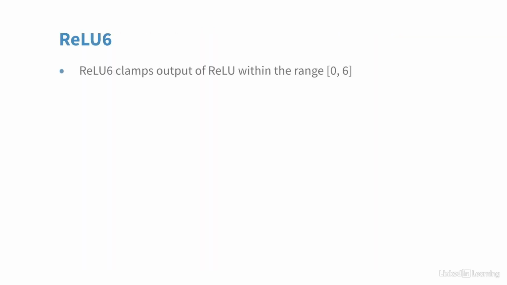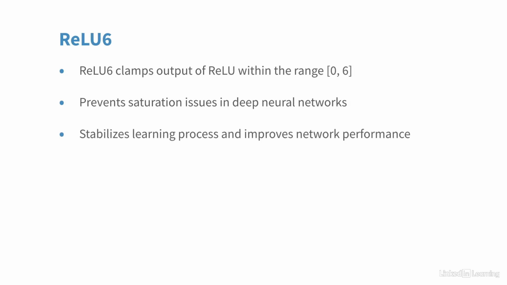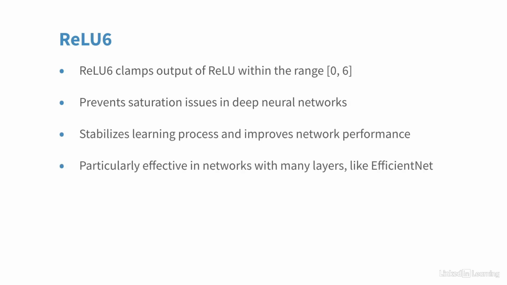As we learned previously, the ReLU6 activation function is a variant of the standard ReLU function, and this clips the output of the ReLU activation in a range from 0 to 6. This helps prevent issues related to saturation in deeper neural networks where large activation values can cause problems during training. ReLU6 helps stabilize the learning process and improves the performance of the network, particularly in networks with a large number of layers, like EfficientNet.